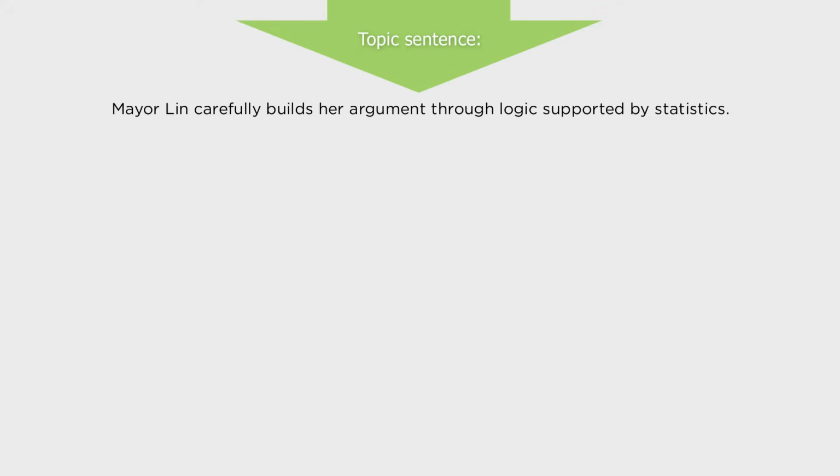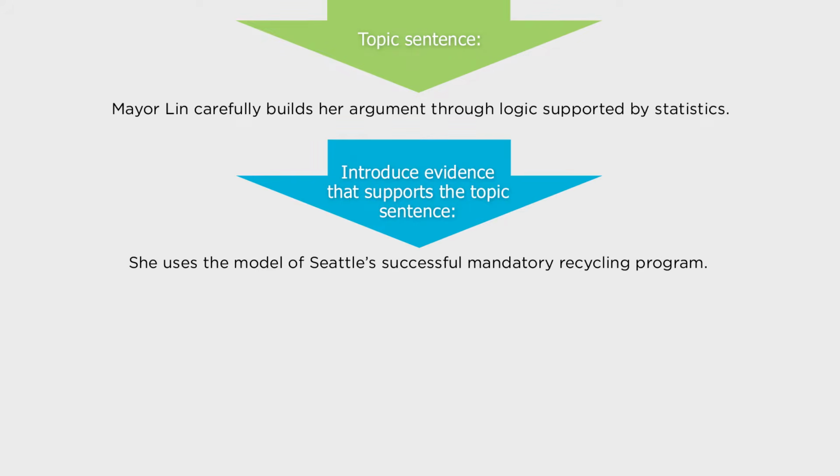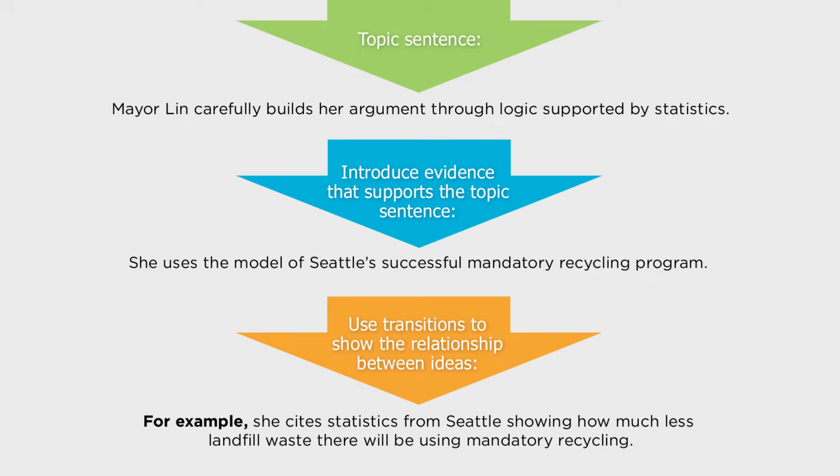You should write at least 1 paragraph about each of the 2 or 3 reasons or details you have chosen to back up your claim. Begin each supporting paragraph with a topic sentence that describes how the evidence supports your claim. Then introduce and state the evidence. The writer says that Mayor Lynn supports her argument with statistics. Then she describes that the statistics come from a program in Seattle. Finally, she tells what the statistics show.